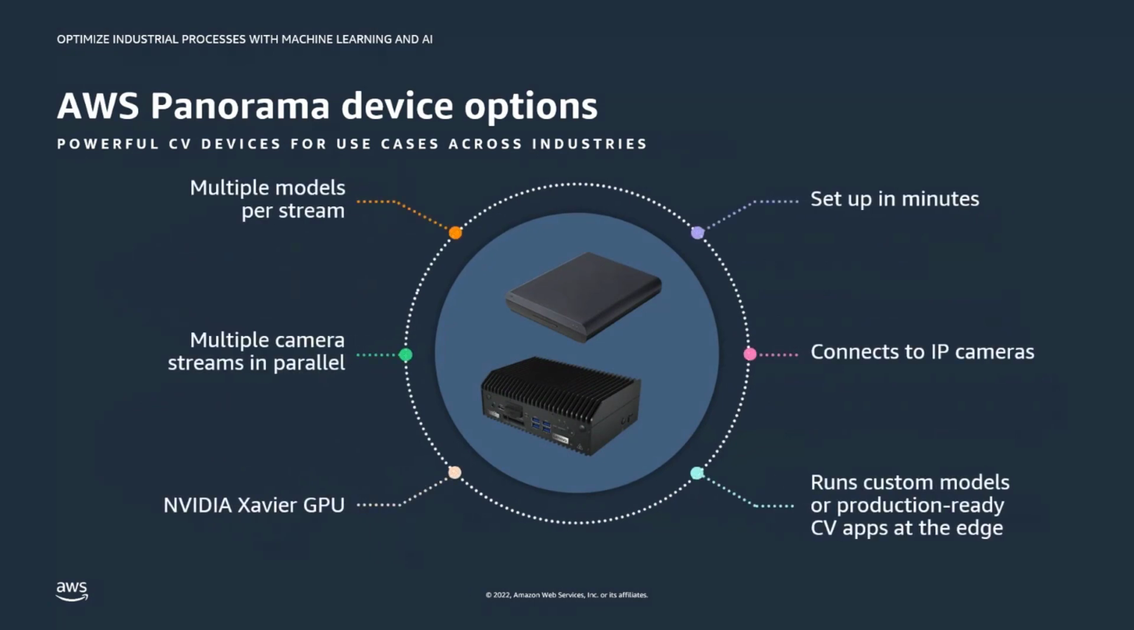There are currently 2 AWS Panorama device options to choose from with different features and price points. You can choose from the AWS Panorama appliance or the Lenovo ThinkEdge SE70, both of which allow you to run multiple models per stream and multiple cameras in parallel and can be set up in minutes. You can find all the specs and more information about these devices on our website.